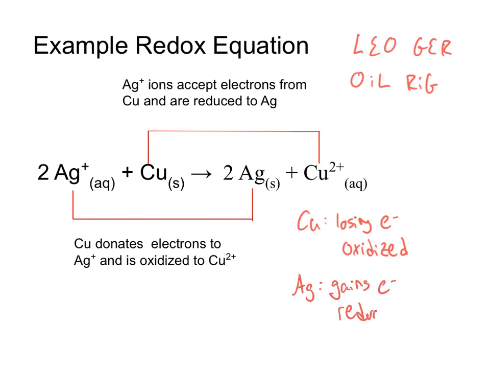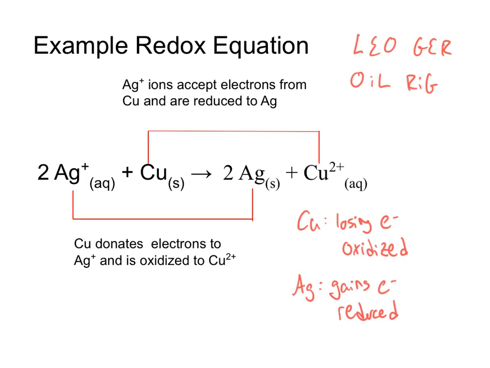Therefore, it is being reduced. And so we once again see that give and take we were talking about earlier, where one species in the reaction is losing electrons, in this case copper loses its electrons to become oxidized, but those electrons must be picked up by something else in the reaction. In this case, silver is gaining the electrons and being reduced.